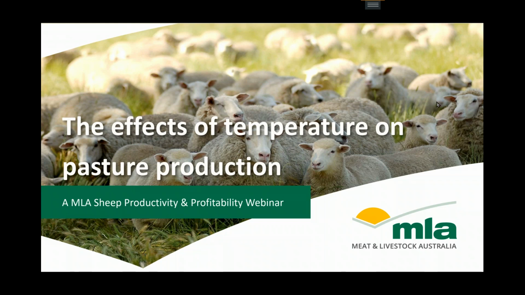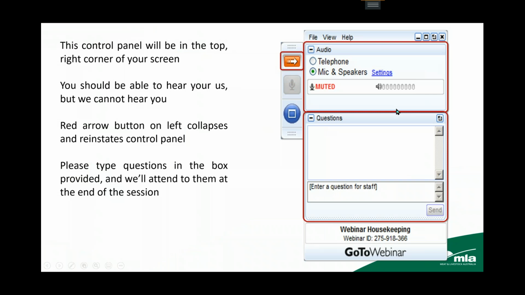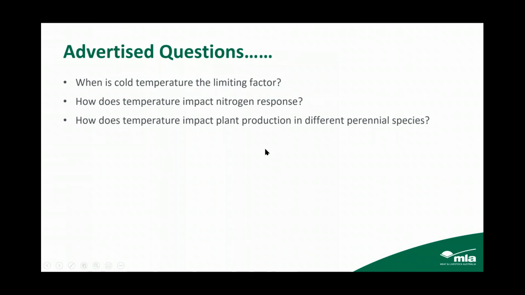Okay, so today it's the effects of temperature on pasture production. Now, the advertised questions today, if you looked at the MLA business, were: when is cold temperature the limiting factor? How does temperature impact nitrogen response, and how does temperature impact plant production in different perennial species? I've changed those questions.